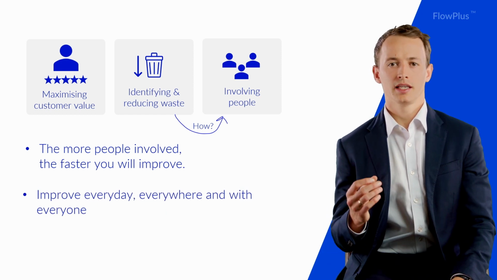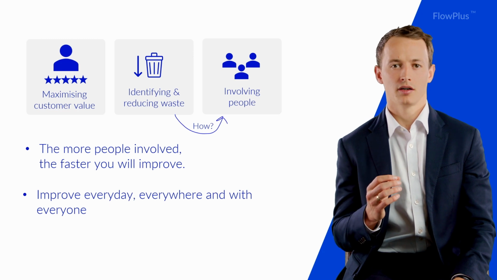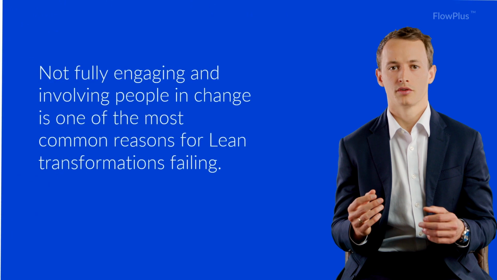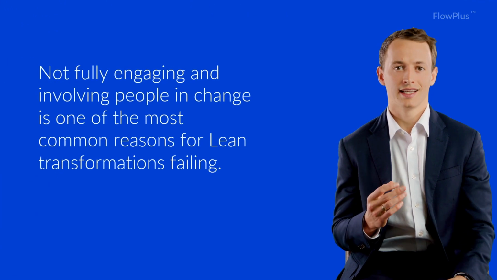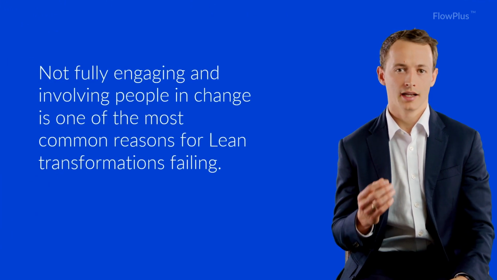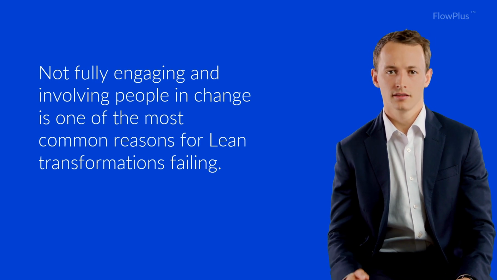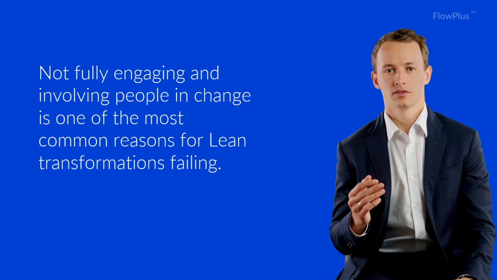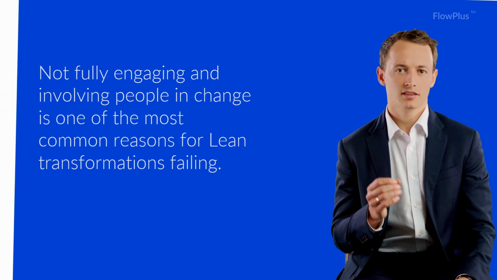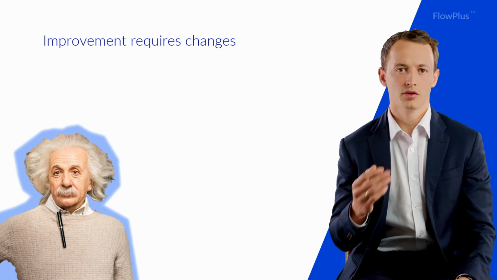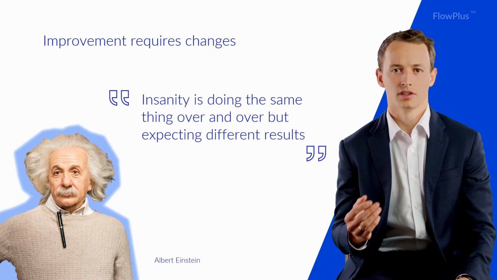This involving people part of Lean is the part that, in my opinion, is the easiest to do, but also the most common reason for Lean not being successful and not getting the best results possible. The fact is, improvement requires change. As Einstein said, insanity is doing the same thing over and over, but expecting different results.